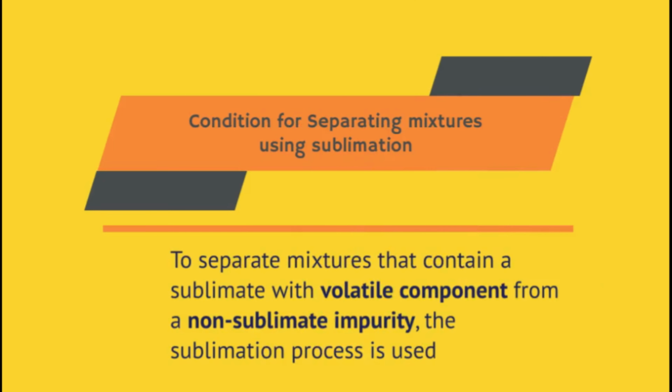When is sublimation used? Sublimation is used to separate mixtures that contain a sublimate with volatile component from a non-sublimate impurity.